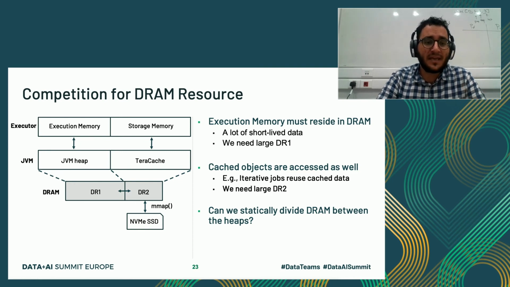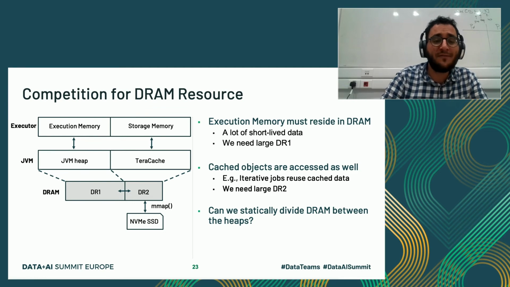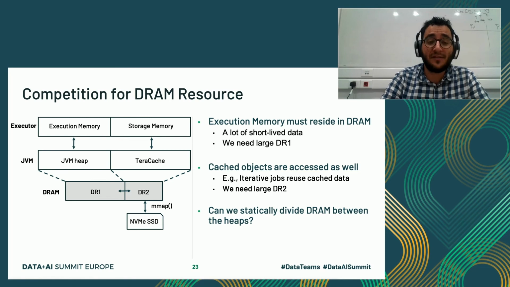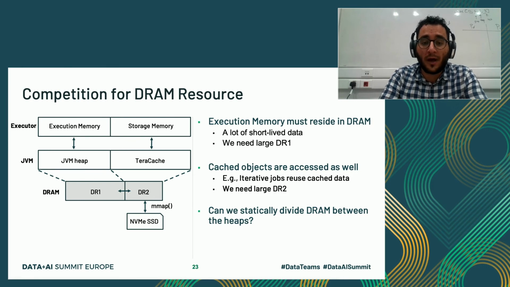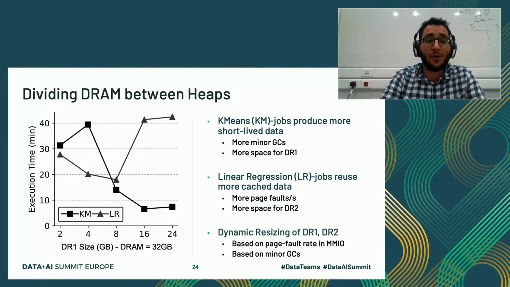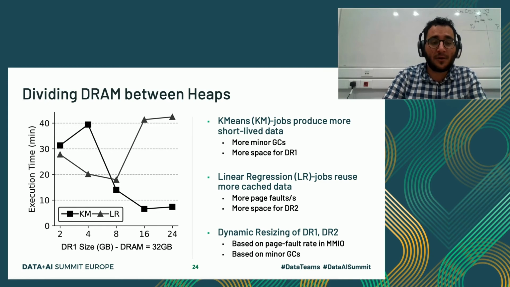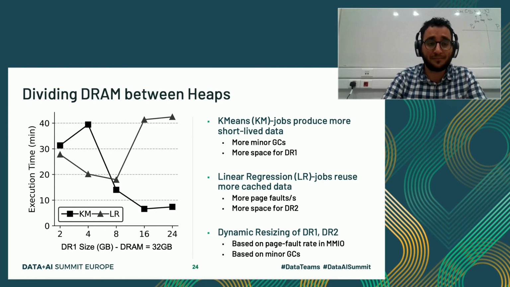So the problem here is how we are going to divide the DRAM resource between the JVM heap and the TeraCache. This approach can be static or dynamic. Well, to answer this question, we ran some experiments using different configurations of tier 1 and tier 2.